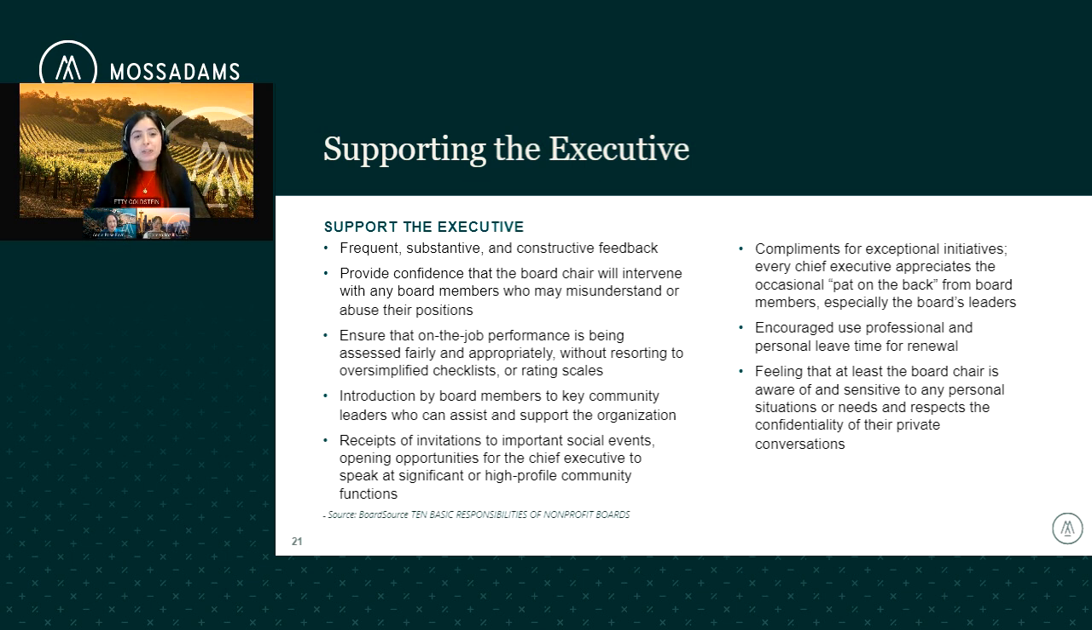Another way of supporting the executive officer is by introducing them to key community leaders. This will open and create better opportunities to continue supporting the organization, through fundraising activities and opportunities to improve the organization's visibility and participation in the community. So overall it will be a positive impact for the executive officer, for the board member relationships, and the community as well.